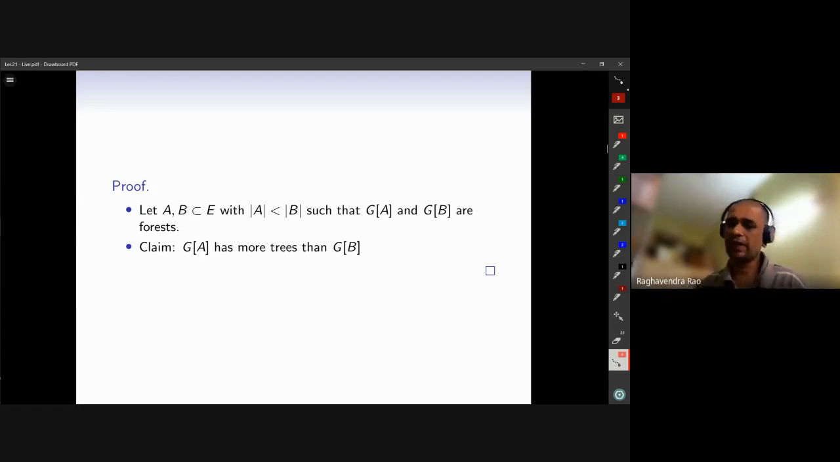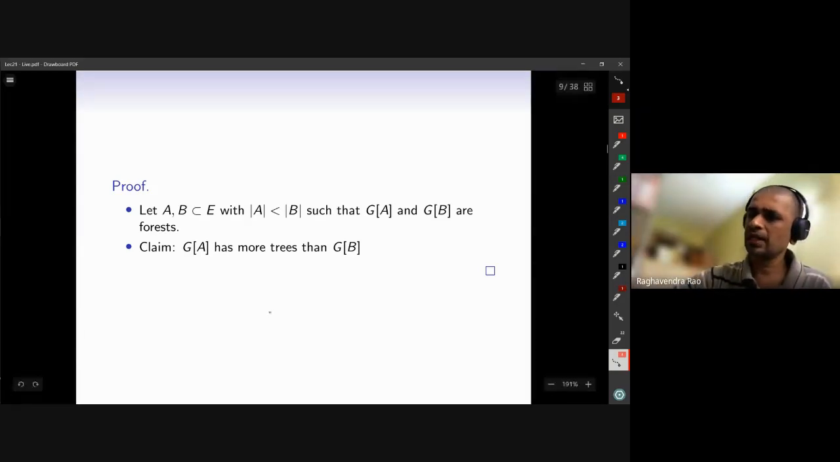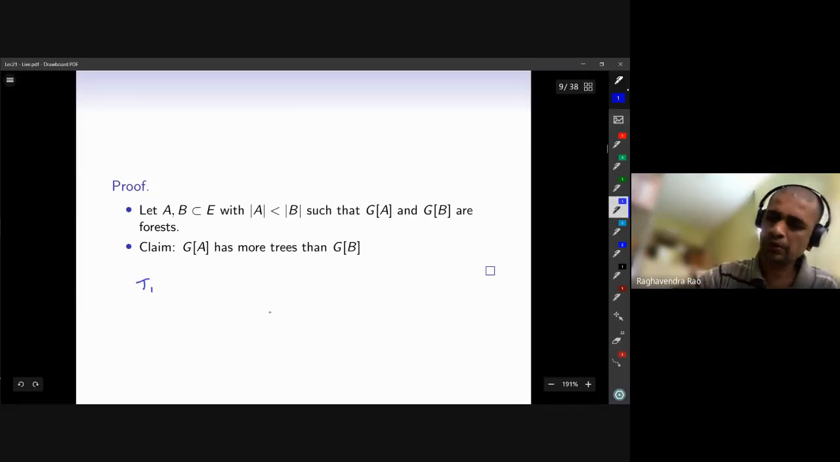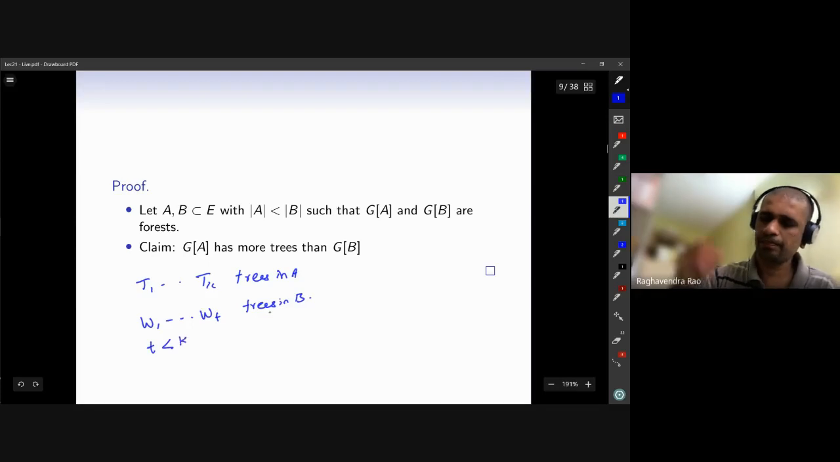See, the number of trees in A is more than number of trees in B. What does it mean? So let's say T1 to Tk trees in A, W1 to Wt trees in B. What we know is t is less than k.